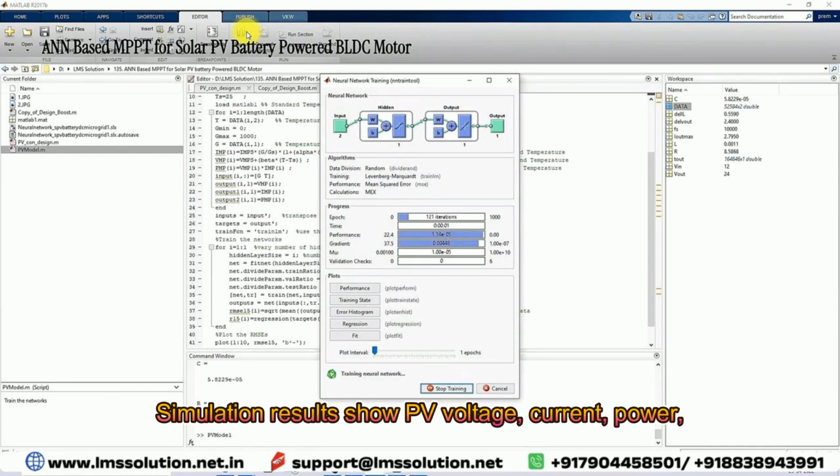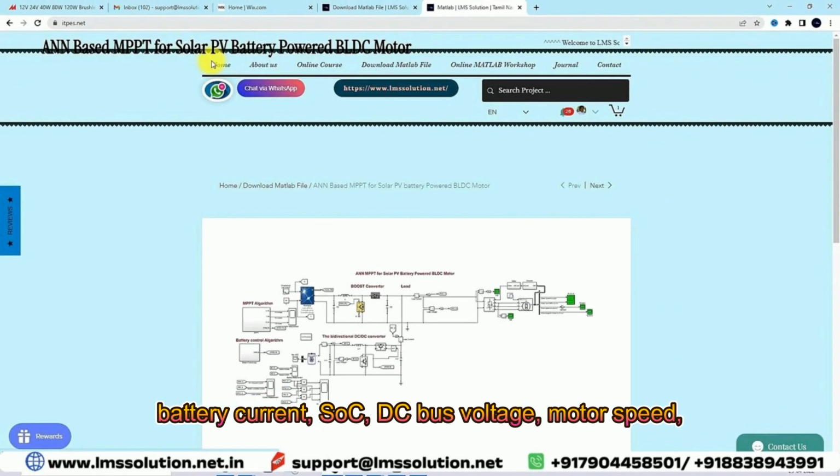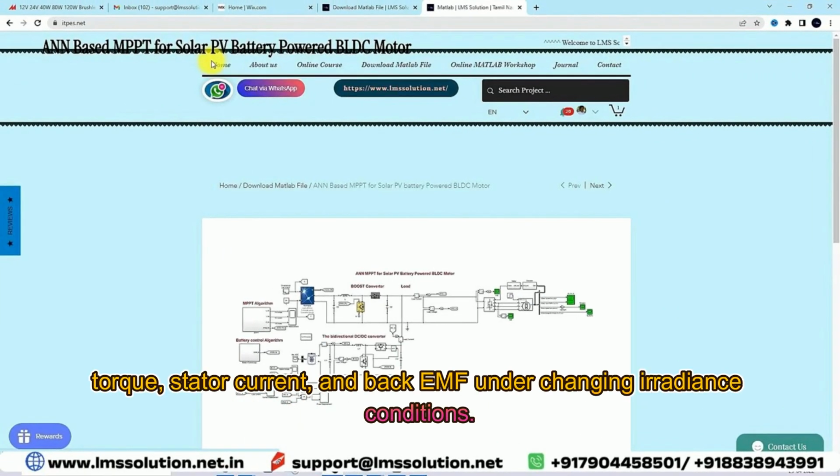Simulation results show PV voltage, current, power, battery current, SOC, DC bus voltage, motor speed, torque, stator current, and back EMF under changing irradiance conditions.